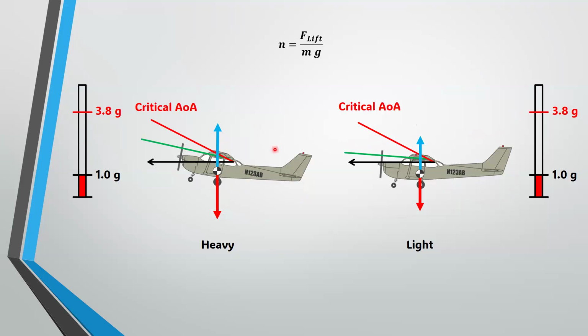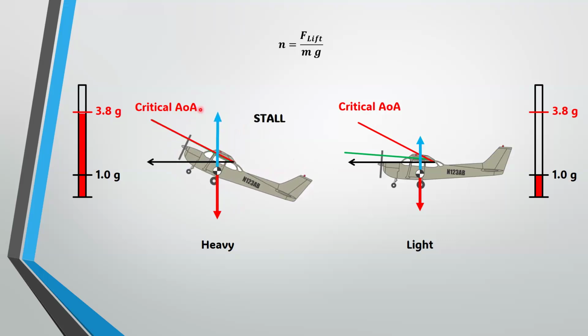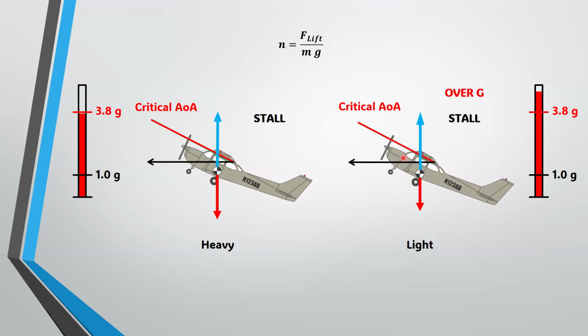When the airplane is heavier, then it needs more lift to offset that heavy weight. So if both airplanes fly at the same airspeed, the heavy airplane has to fly at a higher angle of attack. So it doesn't have as much angle of attack available, so the stall happens sooner. With the light airplane, we have much more angle of attack available, so the airplane will over-G before it will stall.